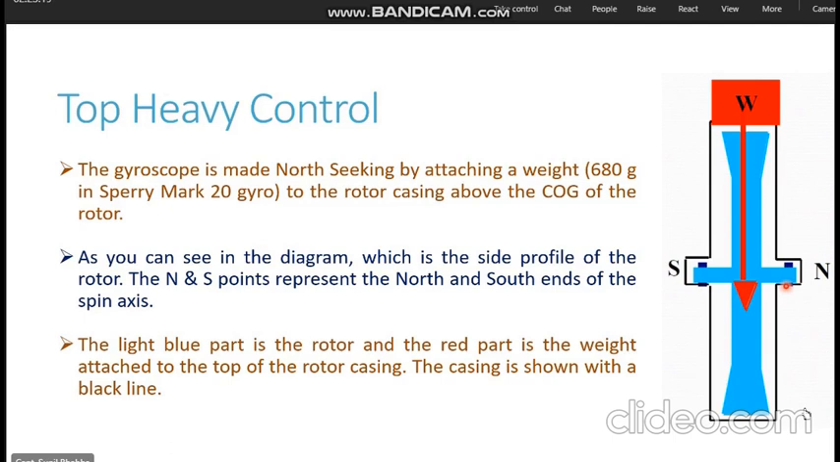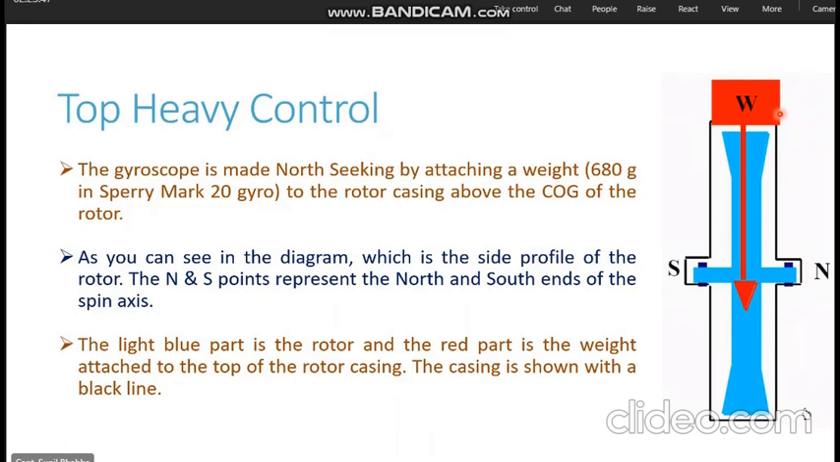Now the gyroscope is made or controlled to point in one direction by attaching a weight on top of the casing. You can see this red color weight which is fitted on top of the casing. You can consider it welded on top of the casing, and this weight is approximately 680 grams.